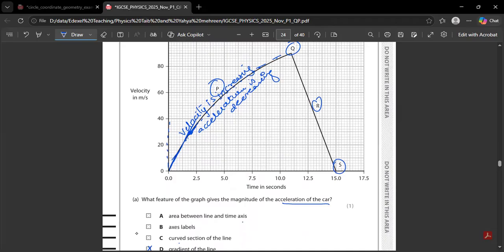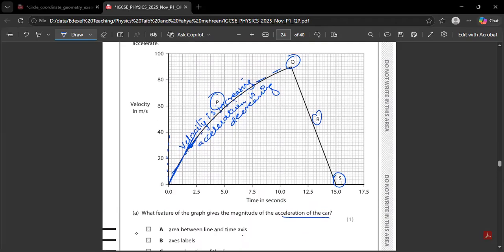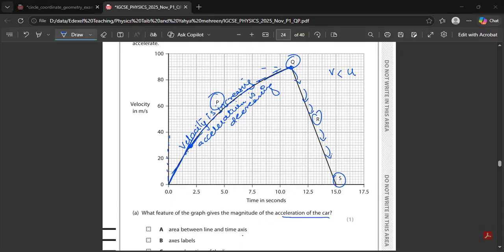They have given these points, P, Q, R, and S, right? When he applies the brakes, the velocity is going to change, and then it comes to a value lesser than the previous value. So the final speed is going to be less than the initial speed when the brakes are applied. So it's going to be Q, right?